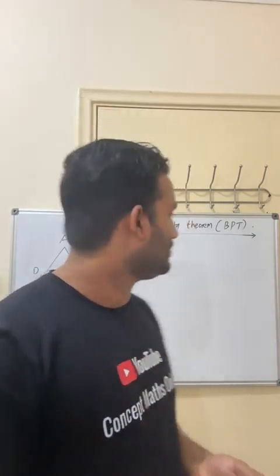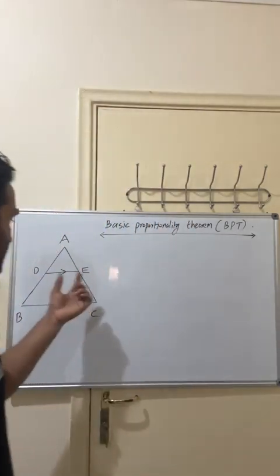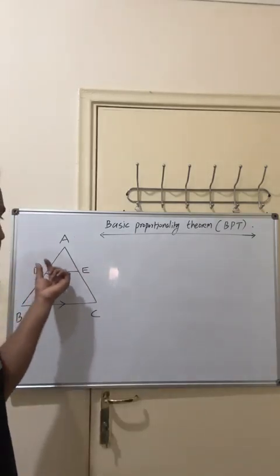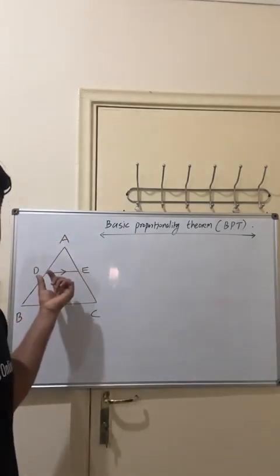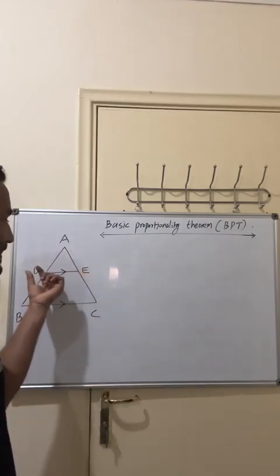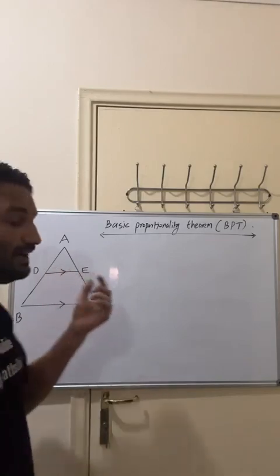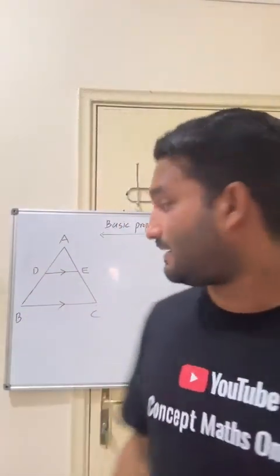Here we can see one triangle. In the bigger triangle, a smaller triangle ADE is formed. Then one trapezium is also there. BCED is a trapezium. You can see there is a trapezium.